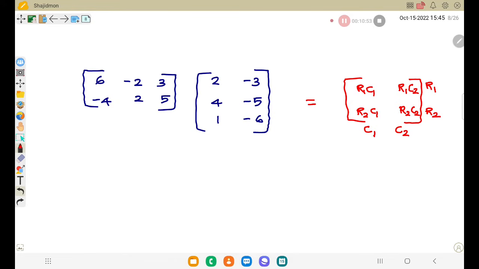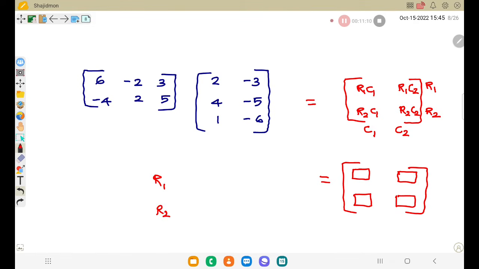This is the matrix we need to calculate here. That means we need to calculate these 4 numbers. First, R1 row multiplied with column number 1, R1 row with column number 2, R2 with column number 1, R2 with column number 2. Correct? I hope you understood.